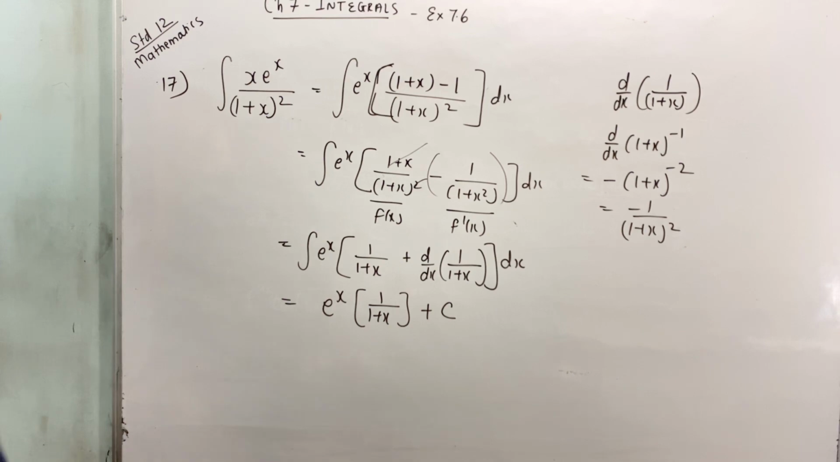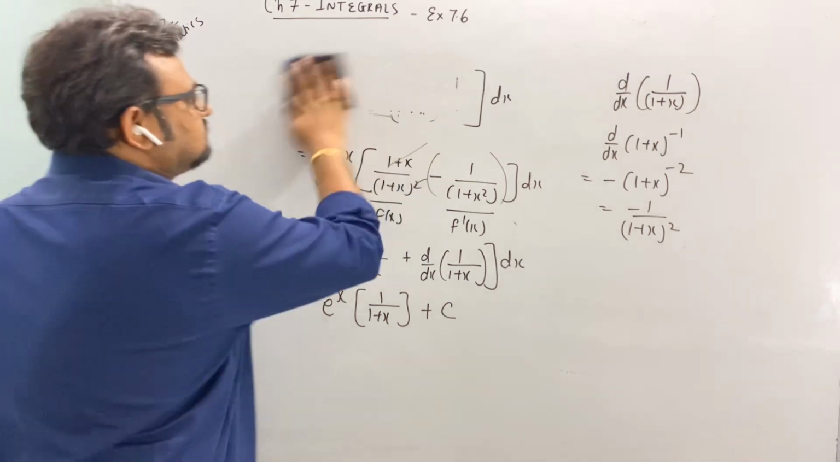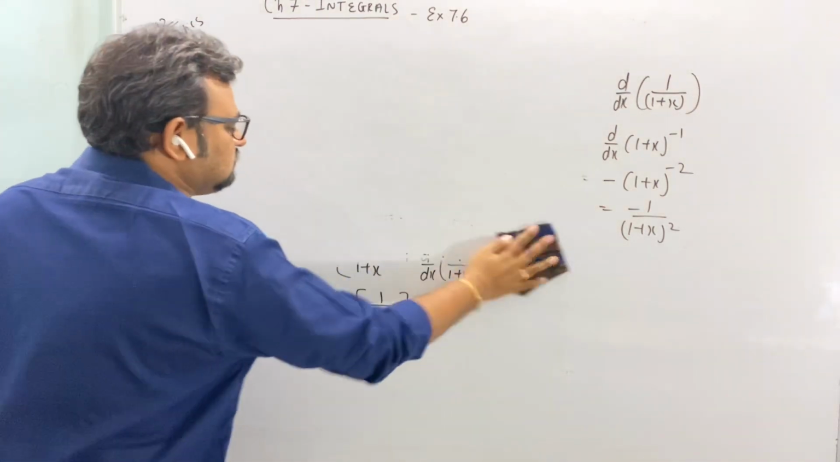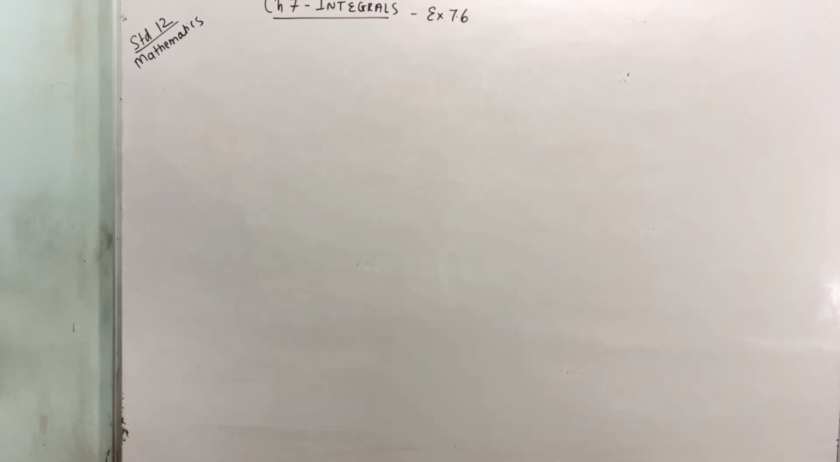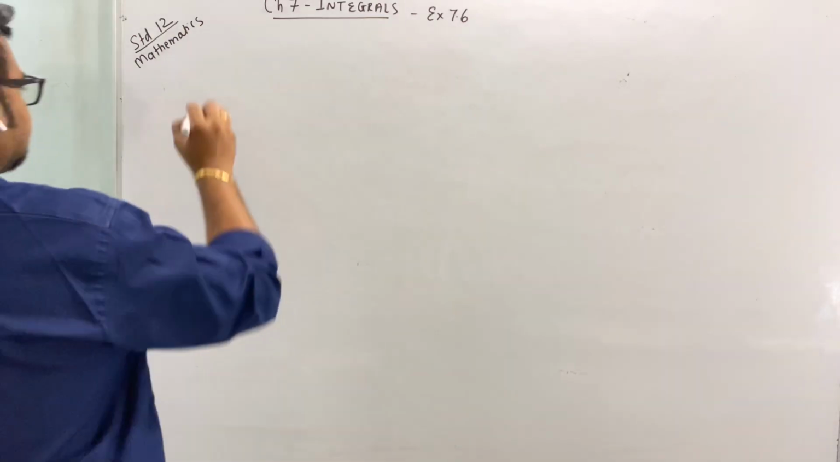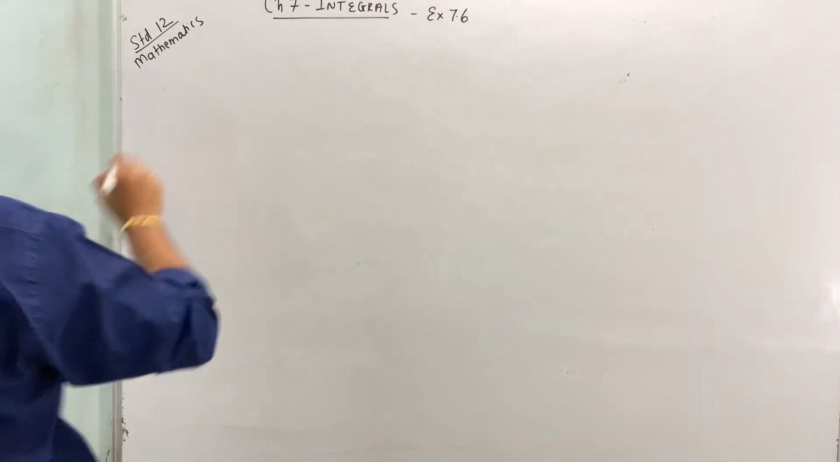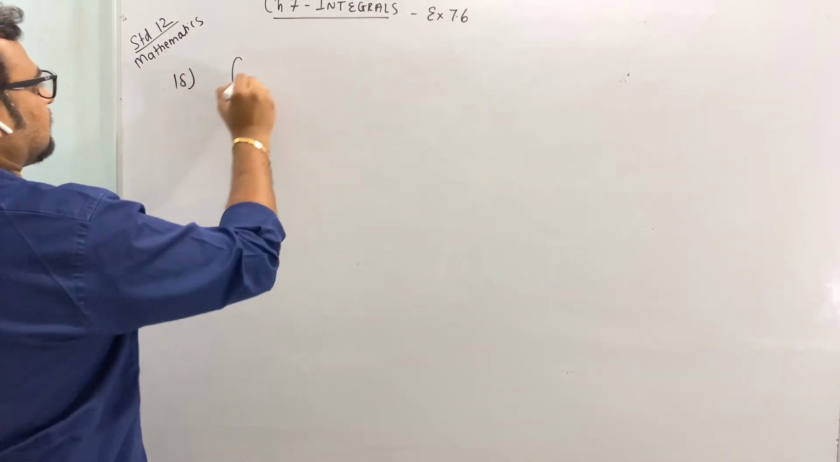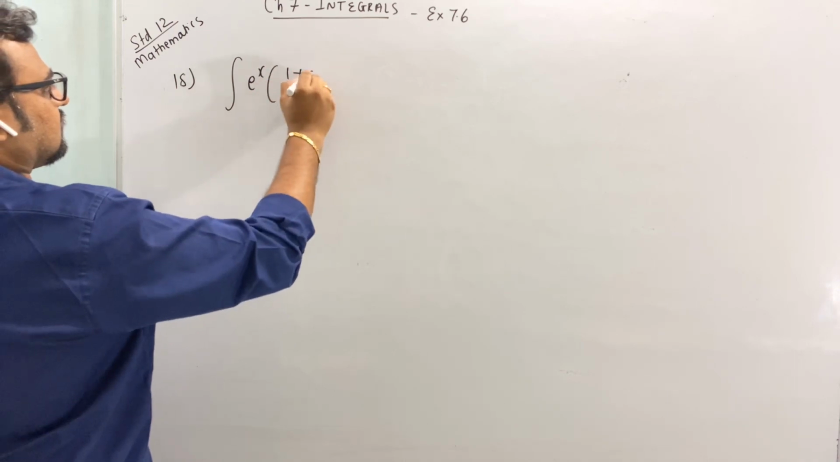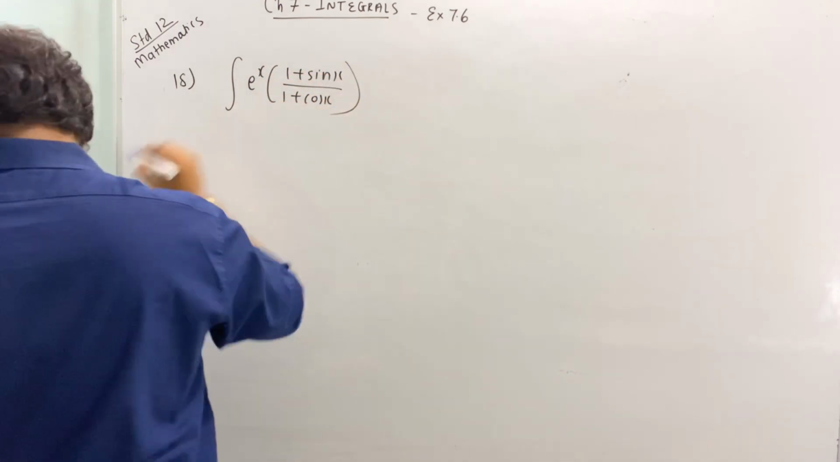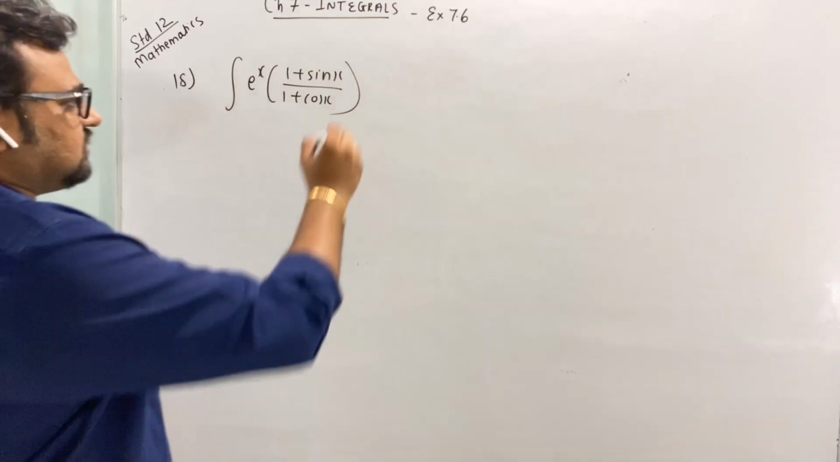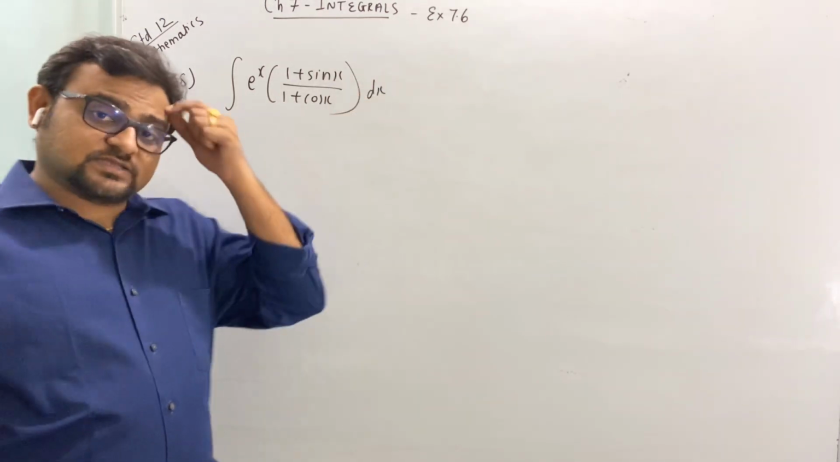Okay, let's move to the next question. Next question is e raised to x (1 plus sin x) upon (1 plus cos x), and that is question number 18. Okay, (1 plus sin x) upon (1 plus cos x) dx.